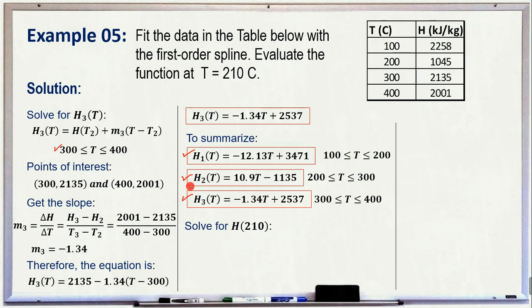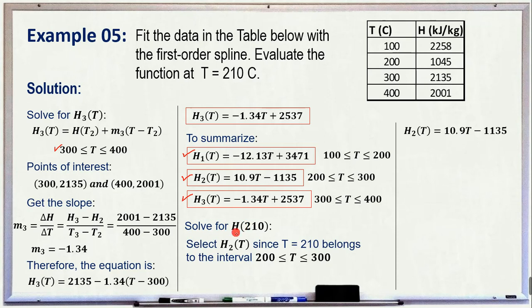Next, we're going to evaluate the function at a temperature equal to 210 degrees Celsius. That is, we're going to solve for h of 210. Now, we're going to select the second linear spline equation since the given temperature, which is 210 degrees Celsius, belongs to the interval 200 less than or equal to t and less than or equal to 300. And this domain is under the second linear spline equation.